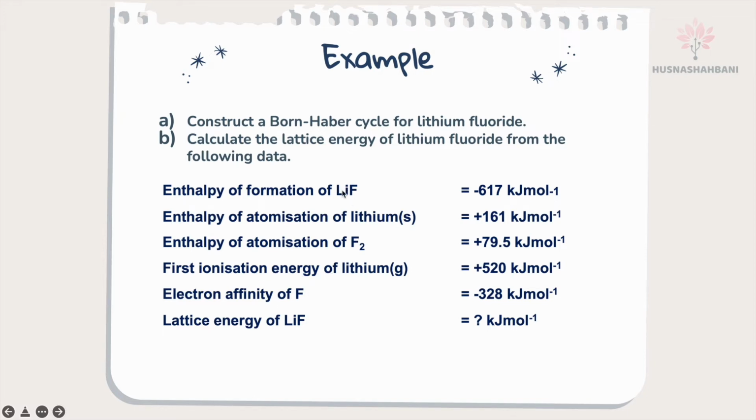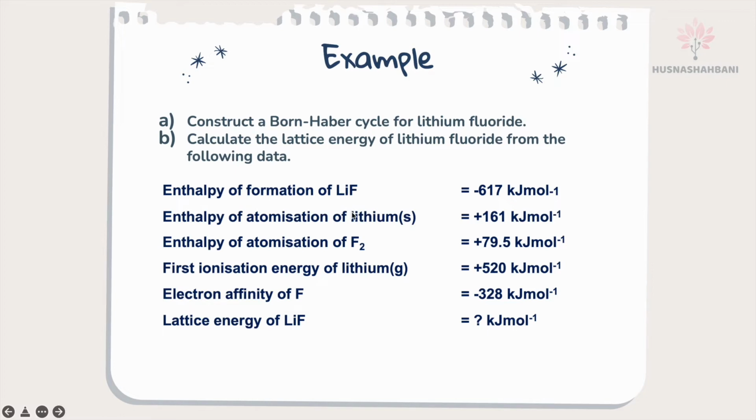So for this one, Li is in group 1. So to make it an ion, you remove the electron. In order to remove the electron, we do the first ionization energy. Ionization, we remove an electron. And for this one, fluorine is group 17, and group 17 usually accepts an electron. Accepting an electron is the electron affinity.